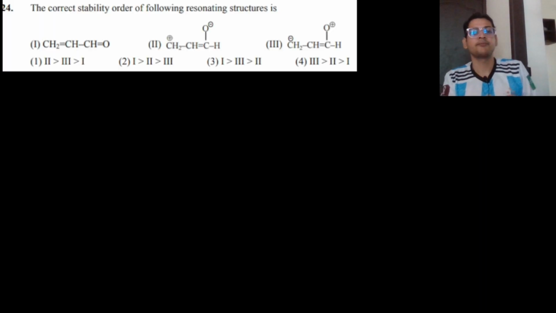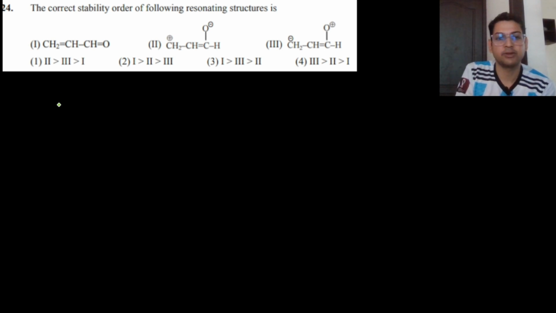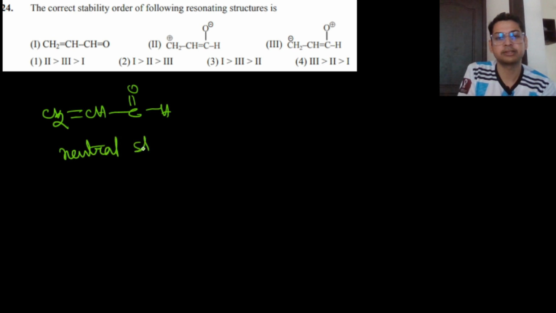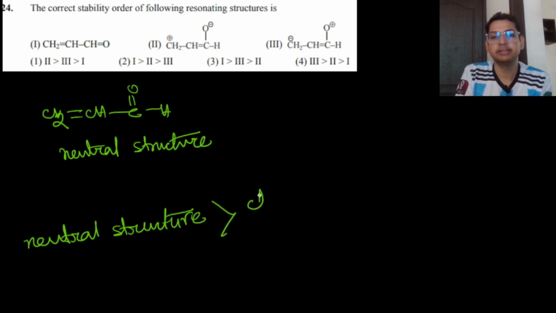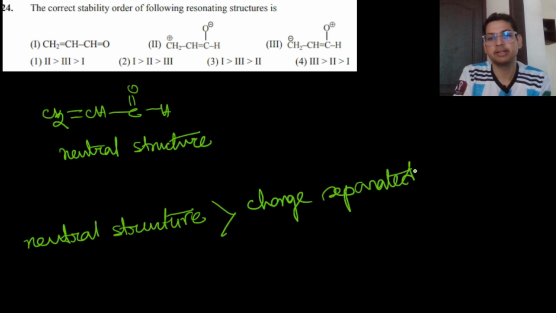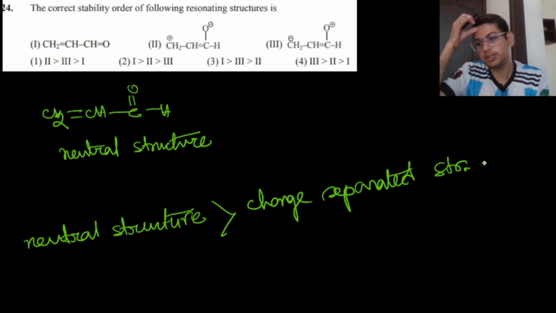Okay, next question. The stability order of the following resonating structures. You have CH2 double bond CH, single bond C double bond OH, like this. This is a neutral structure. Always a neutral structure is more stable than a charge separated structure.